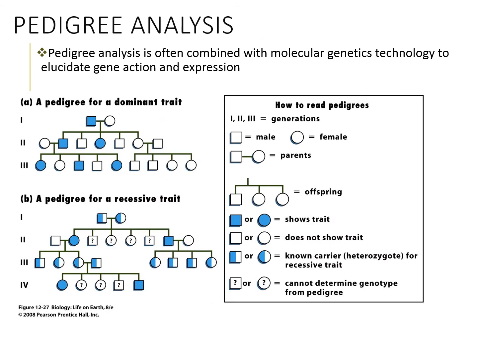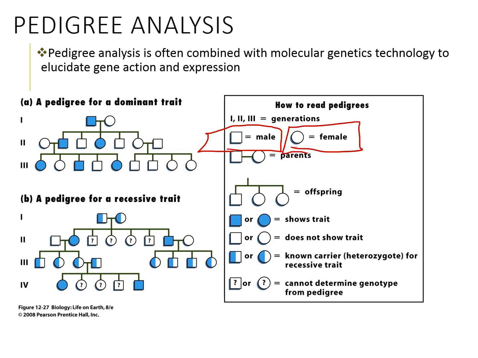Pedigree analysis. Pedigree analysis is often combined with molecular genetics technology to elucidate gene action and expression. So what are the codes? Males are square, and you can choose any mnemonic device you want to remember this, but I'm not going to ask you to memorize that. I always just think males are square. Don't be a square. Okay, I don't know. Females, they are circles.